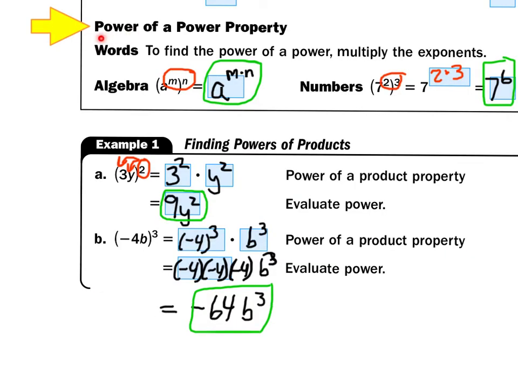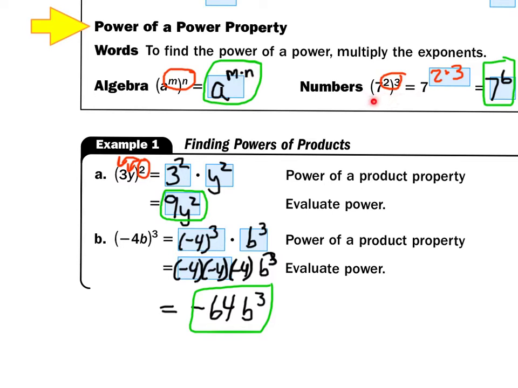Okay, take a look right here. It says power of a power property. So to find the power of a power, multiply the exponents. So if I have a to the m power and then they say raised to the n power, I just use my red and I circle the m and the n. And see that little part of parentheses? That's how I remember to multiply. So it's a to the m times n power.